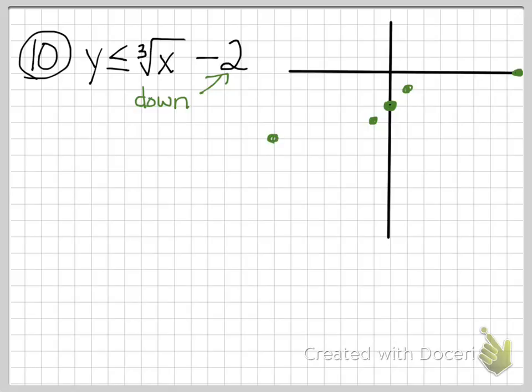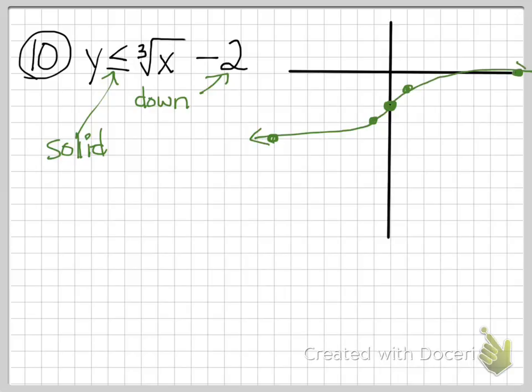Now what kind of line am I going to draw? Well, it's got the inequality symbol with an equal sign. So I'm going to draw a solid line. So I connect my dots.